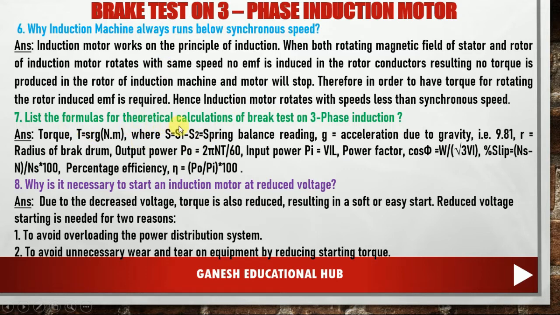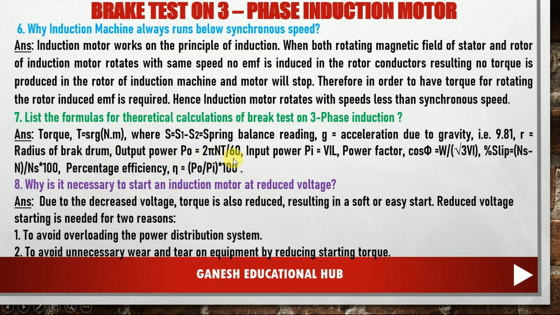List the formulas for theoretical calculation of the brake test on a three-phase induction motor. See here, we will calculate torque first. Torque = (S1 - S2) × g × R, where S is the spring balance reading, g is the acceleration due to gravity, that is 9.81, and R is the radius of the brake drum.